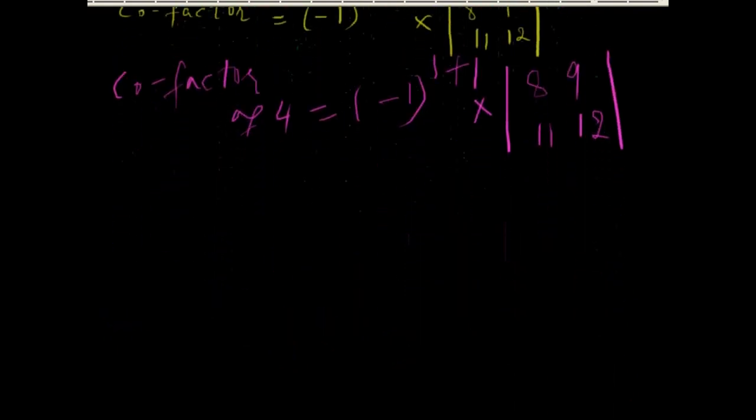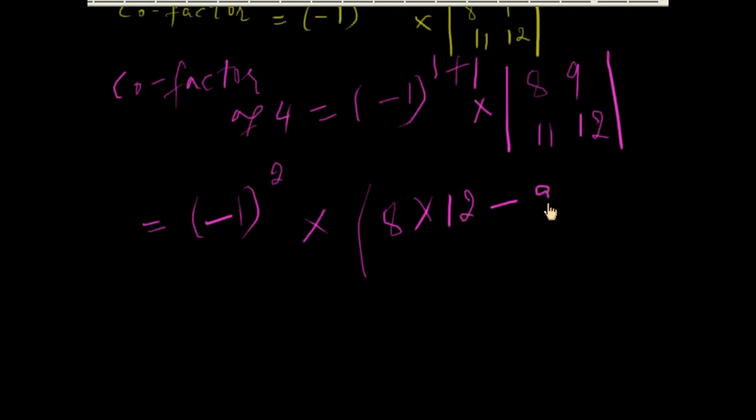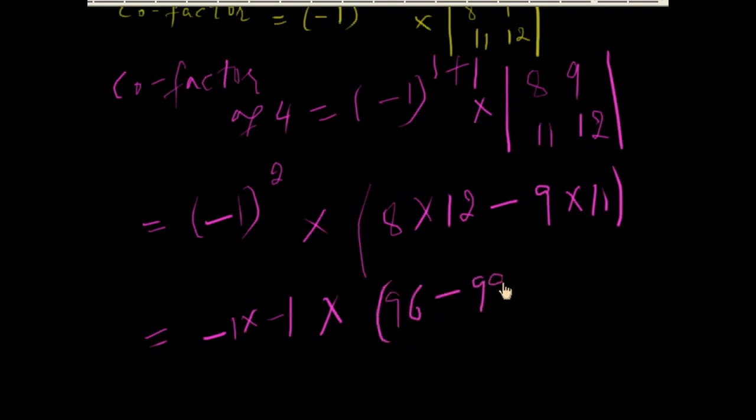8 9 11 12. Now we calculate this. Minus 1 and its power 2, multiply with 8 into 12 minus 9 into 11. The cofactor of 4 will be minus 1 to the power 2, which is minus 1 into minus 1, into 96 minus 99. Minus 1 into minus 1 will be plus 1, into minus 3, and the answer will be minus 3.